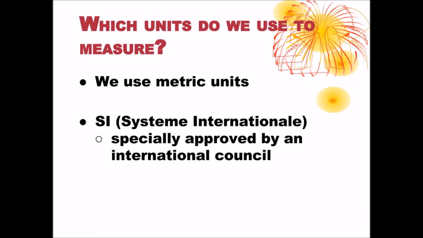So, in chemistry, we use metric units to measure, always. We never ever use English measurement. We don't use inches, we don't use feet, we don't use pounds. In fact, most of the time in chemistry, we use special metric units called SI approved units. SI stands for System International. It's a specially approved system by an international council that meets from time to time and decides on which units would be appropriate for everyone in the world to use.